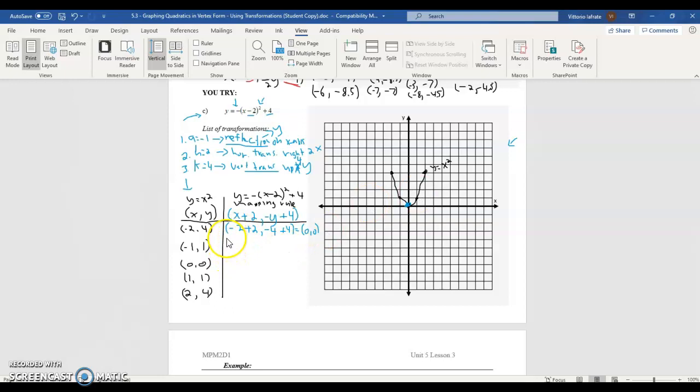Let's take a look at our negative 1, 1 here. So negative 1 plus 2, and then our y becomes negative 1 plus 4. And so our final answer here is going to be 1, 3. So our negative 1, 1 is becoming 1, 3 over here.